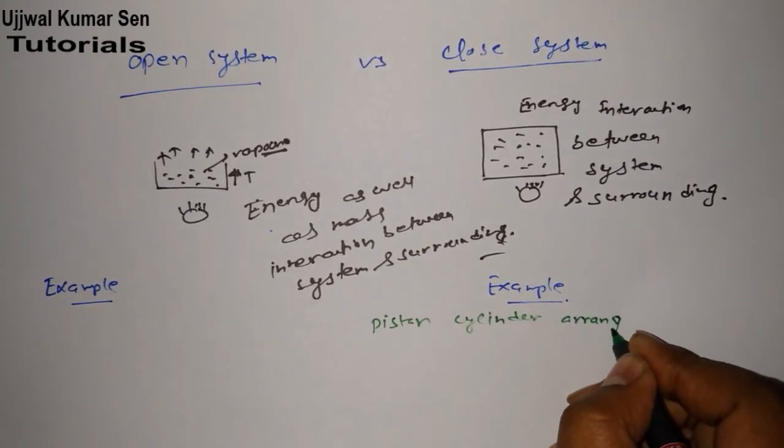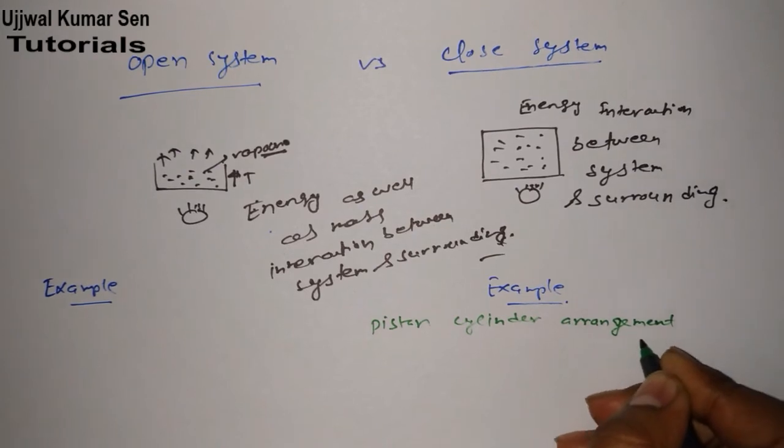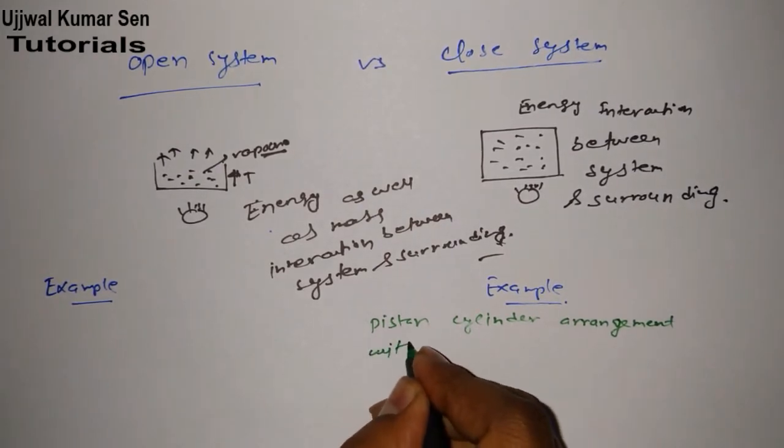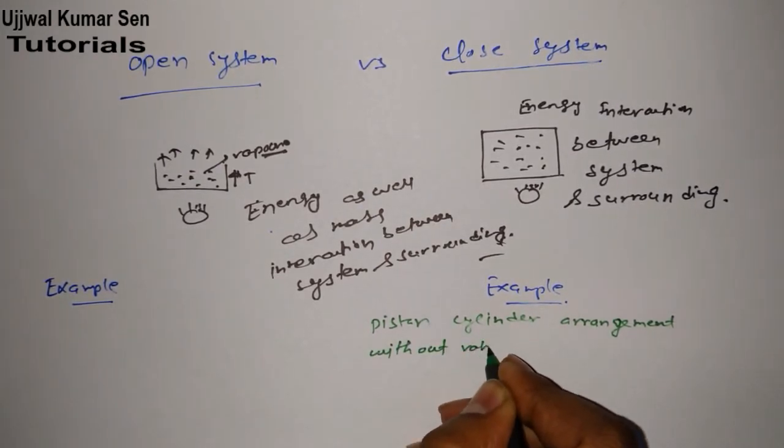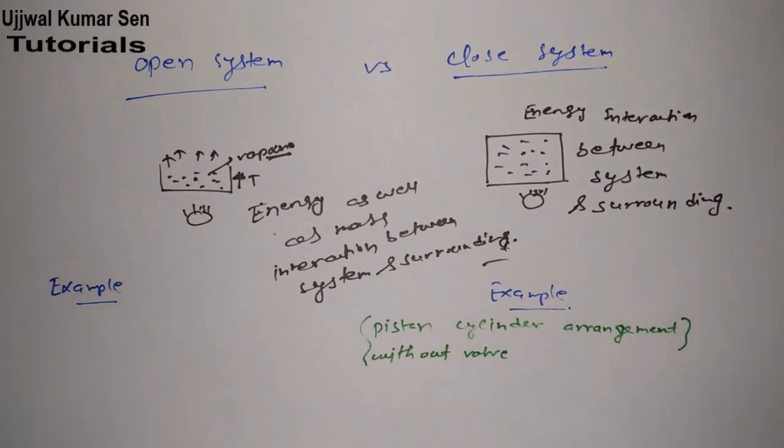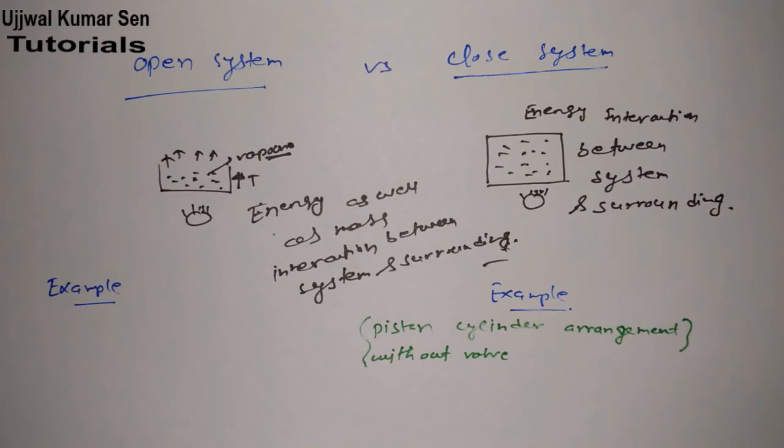arrangement, a piston cylinder arrangement without a valve, that is known as a closed system. If there is no valve, then that is known as a closed system. If there is a valve present, then we cannot say that is a closed system. Okay, that would be an open system again.